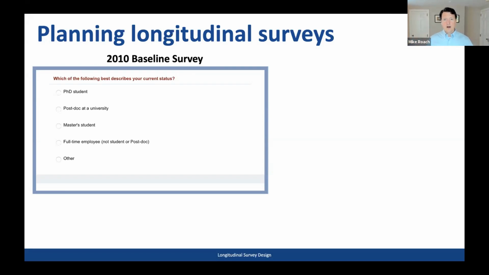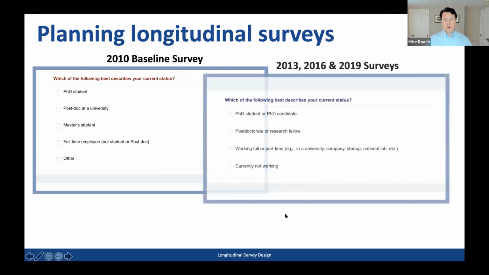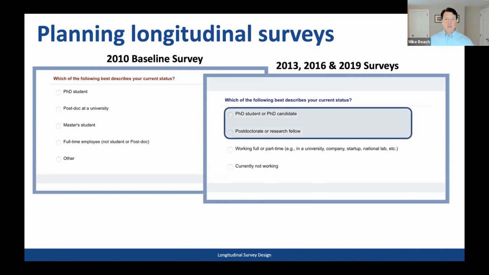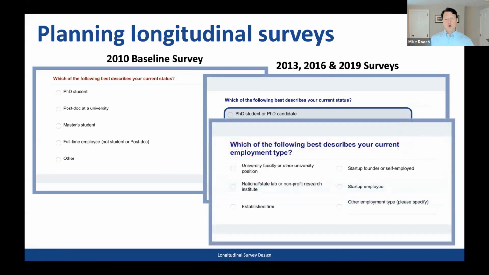But after that, for the next round in 2013 and 2016, we recognized that people are going to be at different stages. If they were still a PhD student or postdoc, we would give them essentially the exact same survey that they got before, since we want to see how they might change between times. If they were working full or part-time and had transitioned to some other employment, we would ask separate questions, and these would branch off into different career paths, with common questions across everybody but also specific questions about that line of employment.